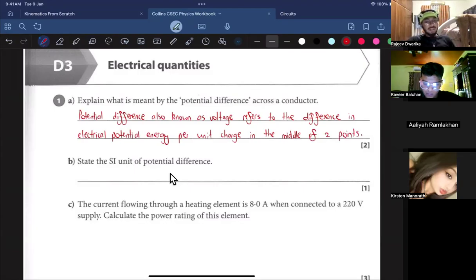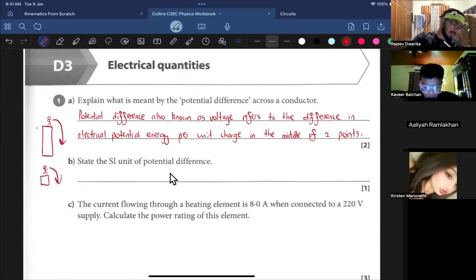So guys, to get at least 1 mark, you need to mention that it's the difference in electrical potential energy. So you know how, depending on the height somebody's standing at, let me just say we have a stick man jumping off this building versus a stick man jumping off from this building. This stick man would have more potential energy because of the difference in height.